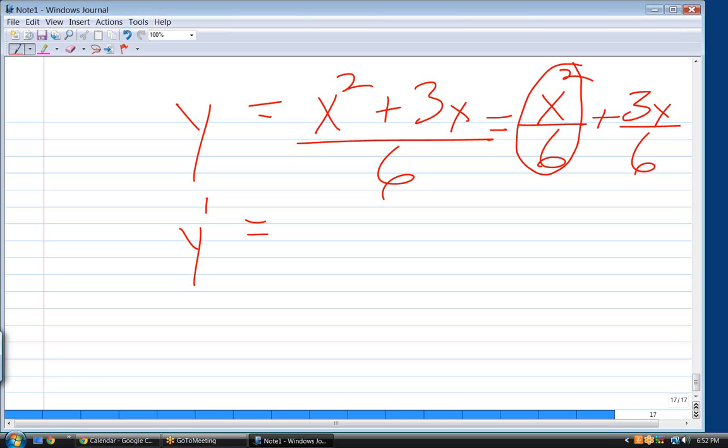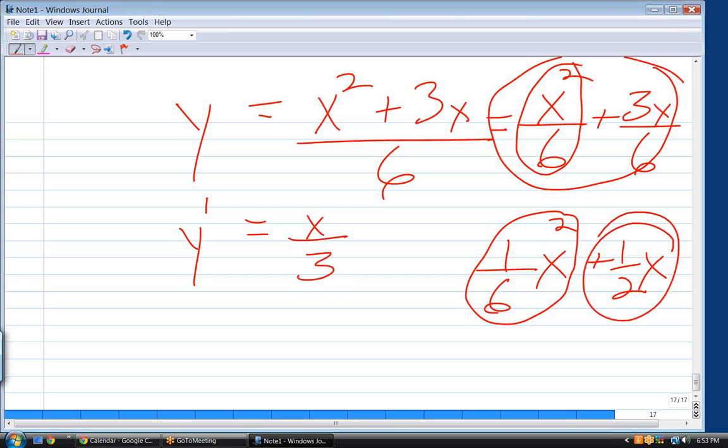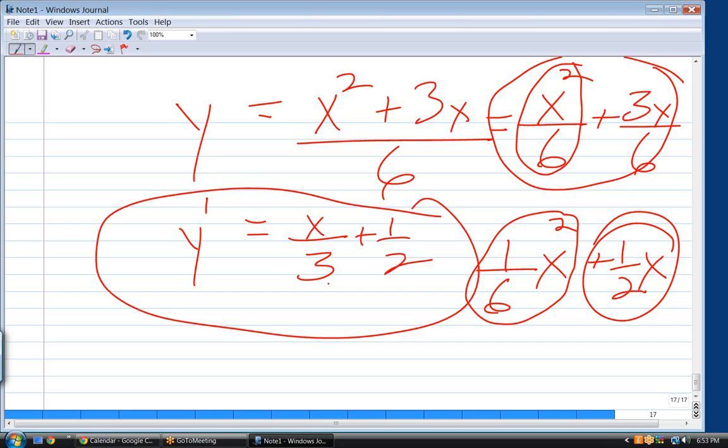What's the derivative of this? 2x. Remember what this is, that's the same as 1/6 x squared plus 1/2 x. That's what these two things are. So now you use the power rule on that. What do you get? 2x over 6, or 1/3 x. And what do you get when you apply the power rule on that? 1/2. So it was much easier doing that than it was trying to apply the quotient rule to that.